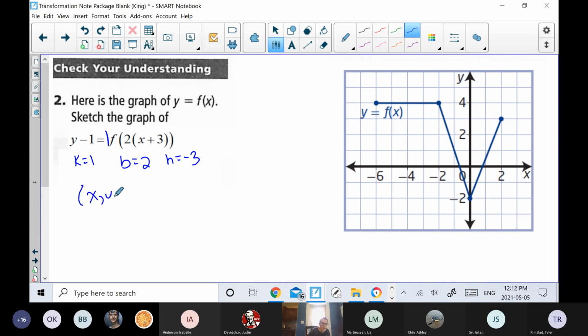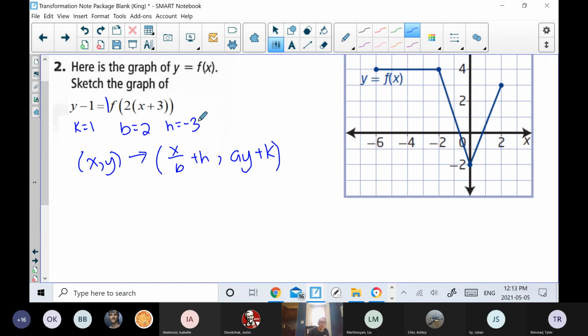Okay, write your coordinate, x comma y, and here's what the mapping is: x over b plus h, and then for y, it's a times y plus k. So now let's redo this mapping and write in our parameters. x, y goes to x over 2 plus h, so plus -3, which is the same thing as -3. A times y, a is just 1, so I don't need to write 1 times y. I'm just going to write y plus k. k is 1. This would be your mapping.